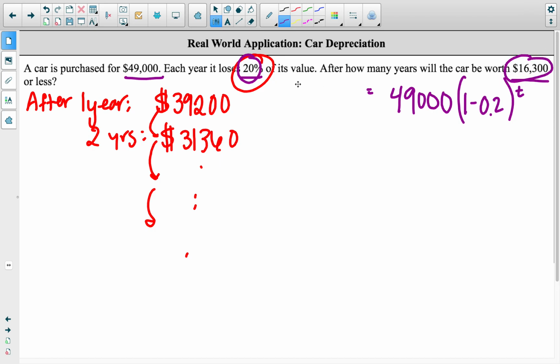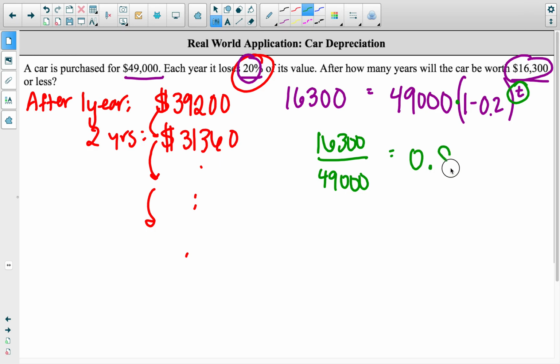To figure out when this is going to be worth 16,300 or less, we want 16,300 on the left side of the equal sign. Now we need to solve for t. Since we have the logarithm in our tool belt, we can actually solve this problem. First thing we're going to do is divide both sides by 49,000 because of this multiplication. So we'll take 16,300 divided by 49,000. I'm in the habit of leaving that as a fraction and evaluating it at the very end. And then 1 minus 0.2 is 0.8 raised to the t power.